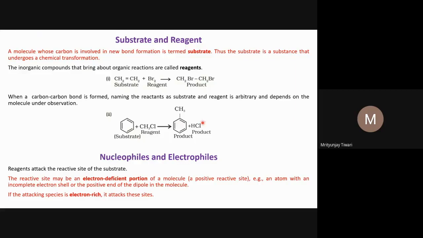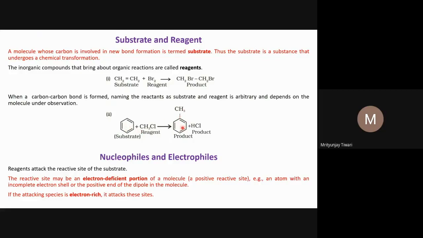For example, if you look at this reaction, this is a benzene molecule and this is chloroform, both having carbon atoms, and a carbon-carbon bond formation happens here. The product is toluene, and the number of carbon atoms is usually more in benzene. So we consider this as the substrate and this one as the reagent. However, both the reactants are providing carbon to this new bond. A new bond between this carbon and this carbon is being formed here, and both reactants are providing carbon to this bond.